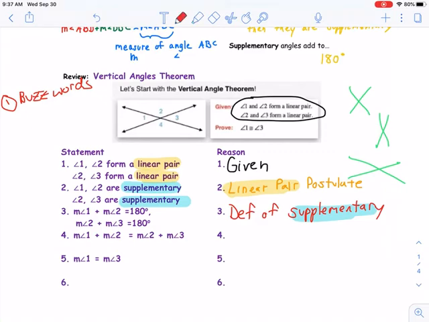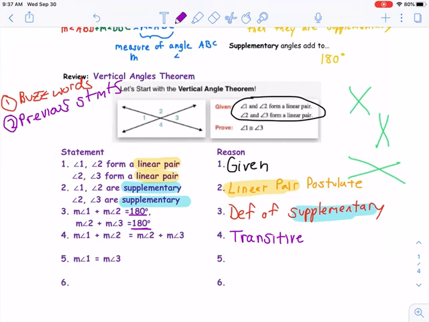What we also can utilize is previous statements. All right, so angle 1 and angle 2, they add up to 180. Angle 2 and angle 3 add up to 180. They equal the same thing, so they must equal each other by transitive.